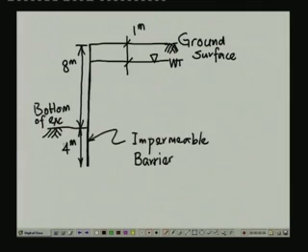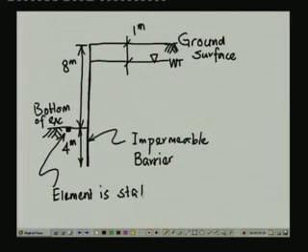Now we have to find out what is the stability of an element which is right near the bottom of the excavation. So the question that we are trying to answer here is whether this element is stable or not. Okay, so let's see what we can do with it. So here in this particular situation, the groundwater table inside the excavation was near the bottom of the excavation, as I indicated in the question statement.